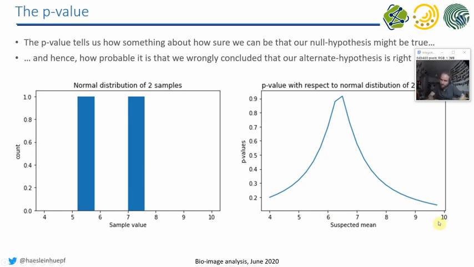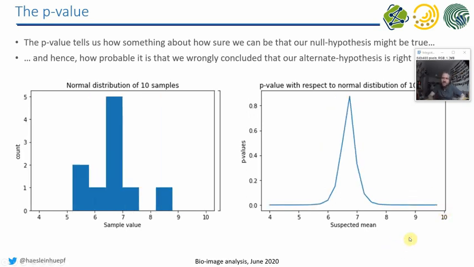And I can plot this over the suspected mean. So when I observe something like these two values, it is more likely that the population I sampled from has a mean of something like 6.5 than 10. I will now increase the number of samples I derive. And with more samples from my population, I also know more about my population. And this is why this curve becomes tighter.